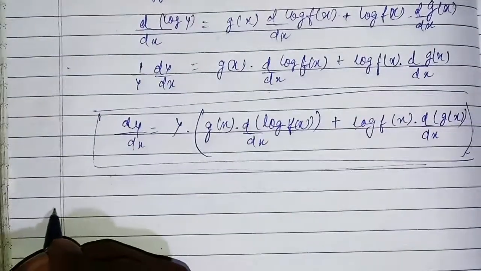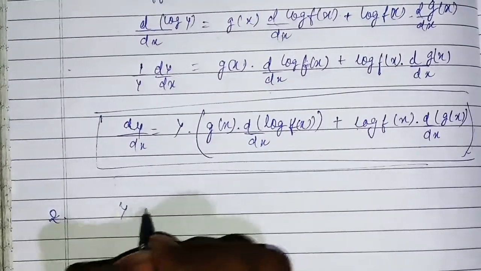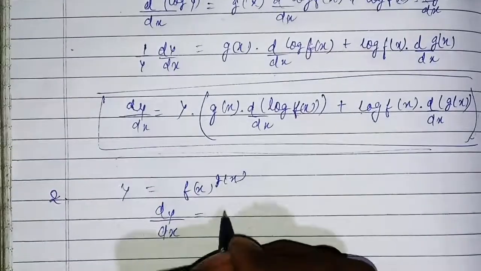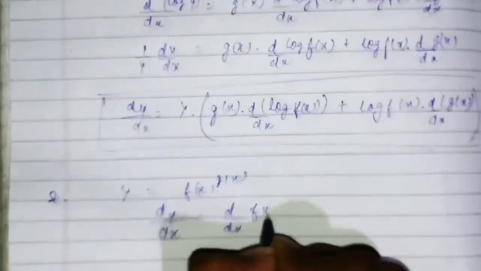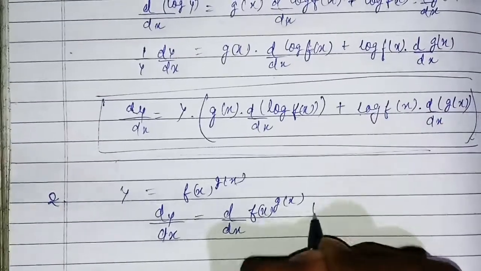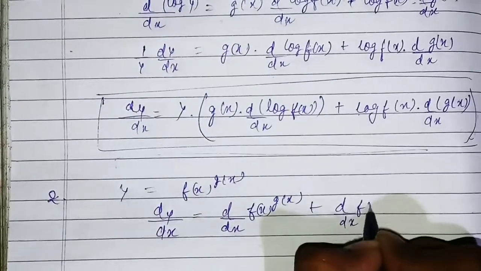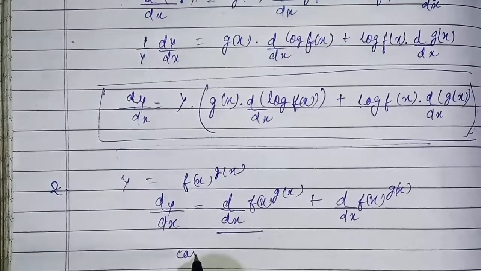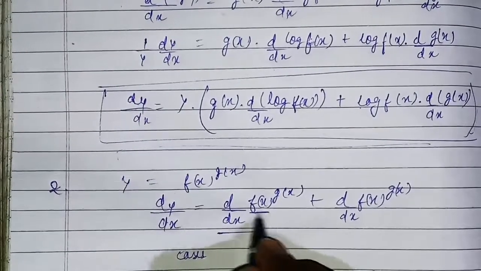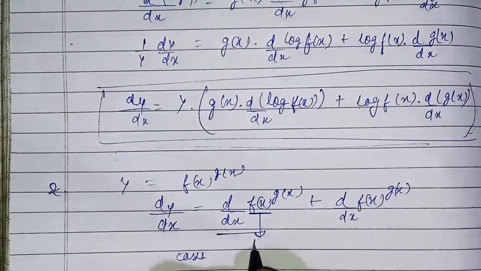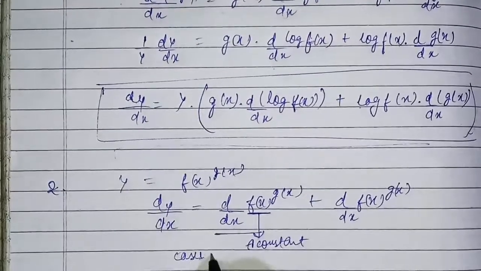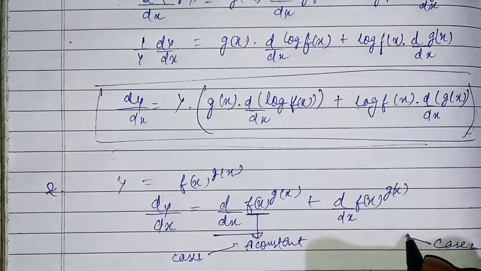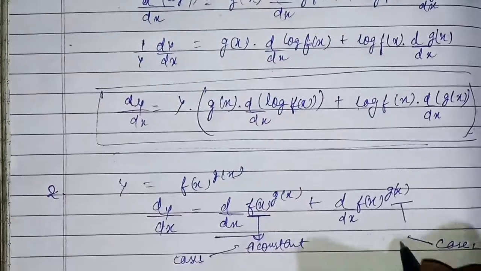Now second method. Whenever there is given y is equal to f of x to the power g of x, you can use the direct formula, which is dy by dx is equal to d by dx of f of x to the power g of x plus d by dx of f of x to the power g of x, in which case 1 you have to treat this f of x as a constant, and in case 2 you have to treat this g of x as a constant.